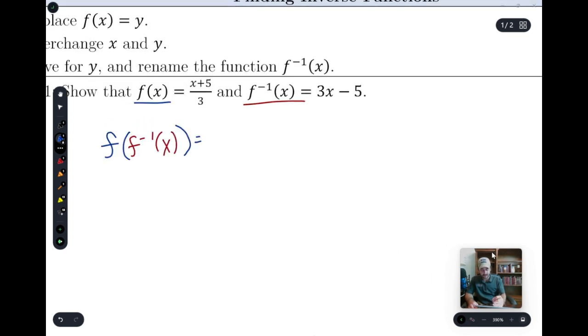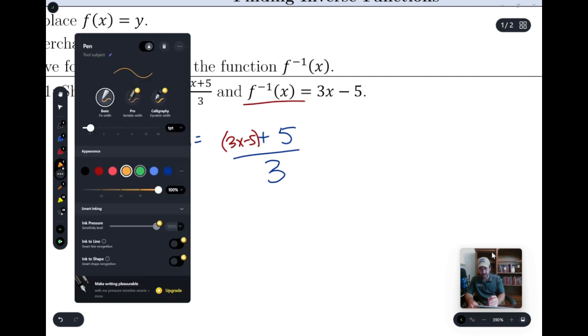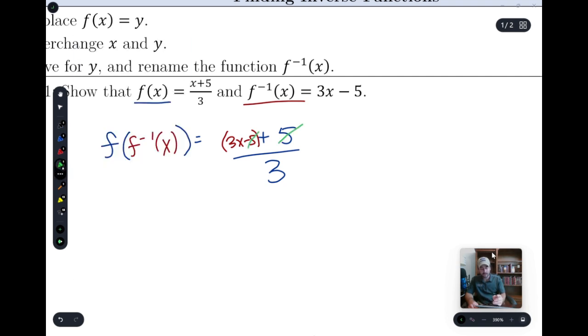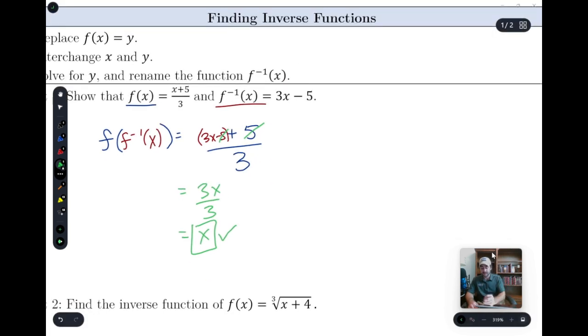So on the outside, we're going to have (x plus 5) over 3. And then you erase that x, and wherever x is, you plug in the red function with parentheses, 3x minus 5. And then we solve, and we'll probably see that those 5s are going to go away. We're going to be left with 3x over 3. And then the 3s are going to go away, and we're going to be left with x, which is what we wanted.